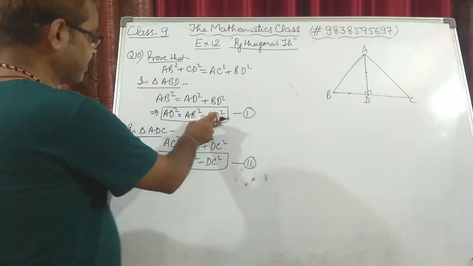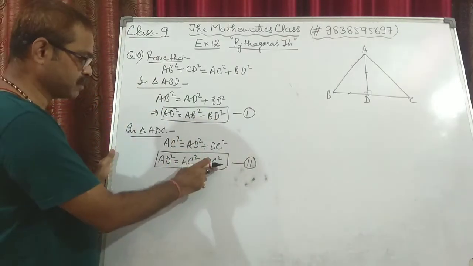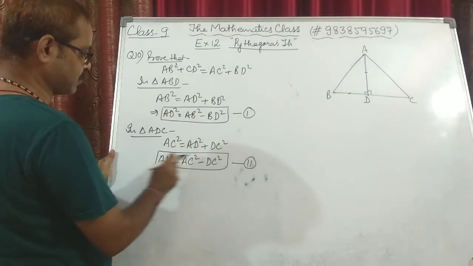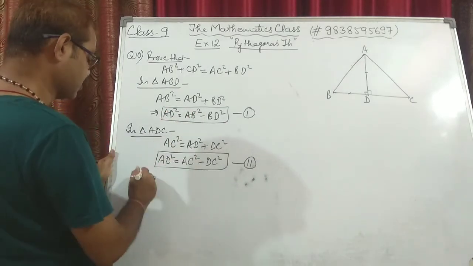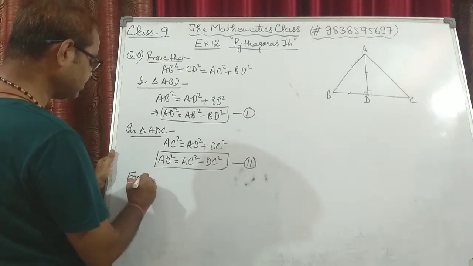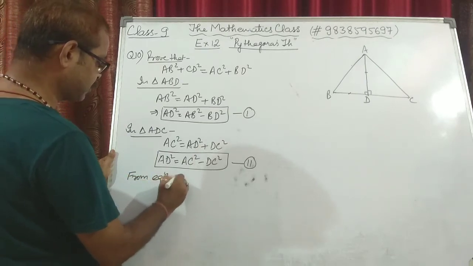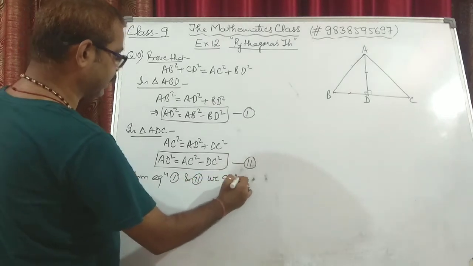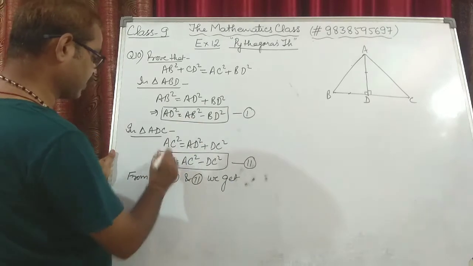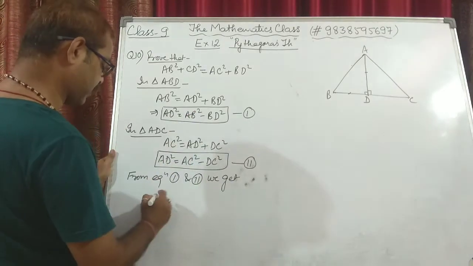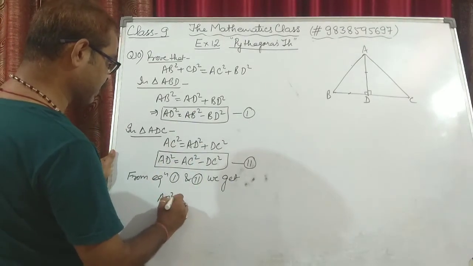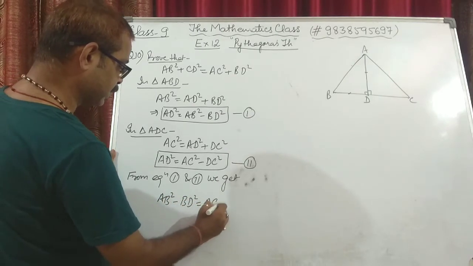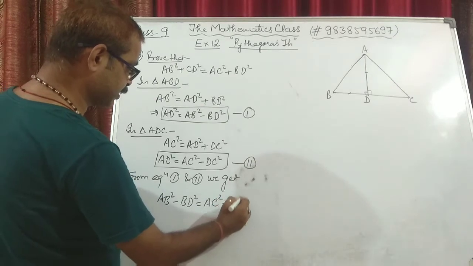Now equation number 1 is equal to AD square, and equation number 2 is also equal to AD square. If both are equal to the same value, it means these two are equal. So from equations 1 and 2 we get, in place of this AD we can write this value. So AB square minus BD square is equal to AC square minus DC square.